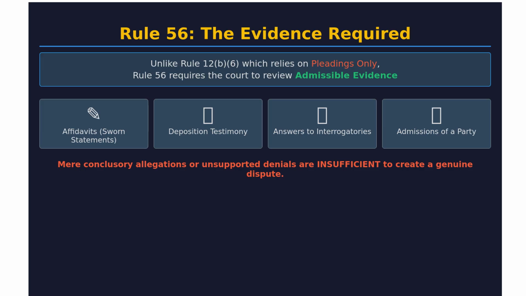We are talking about sworn statements like affidavits, excerpts from deposition testimony, verified answers to interrogatories, and formal admissions made by the parties. Crucially, the evidence cannot be speculative. Mere conclusory allegations, or simple denials unsupported by facts, are insufficient to create the genuine dispute necessary to survive summary judgment. If the non-moving party only offers opinions or unsupported assertions, the court will grant the motion because there is, in fact, no evidence to support their side of the story.